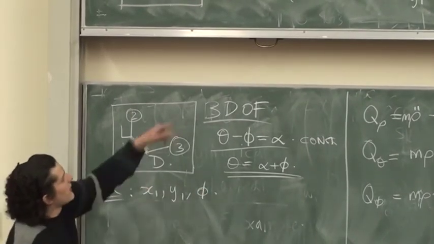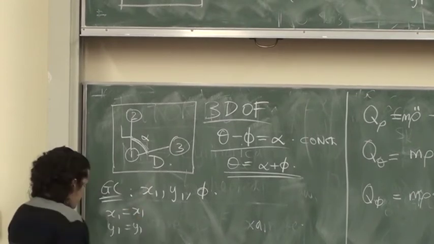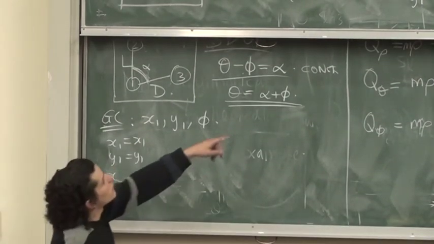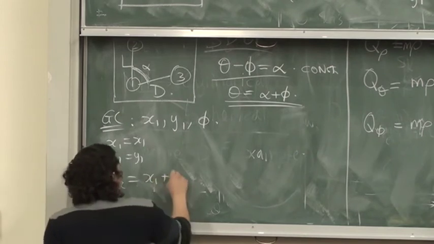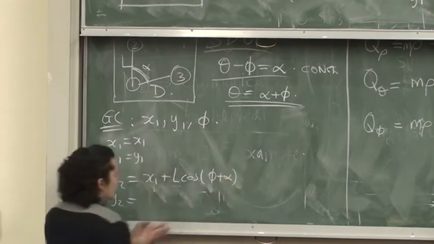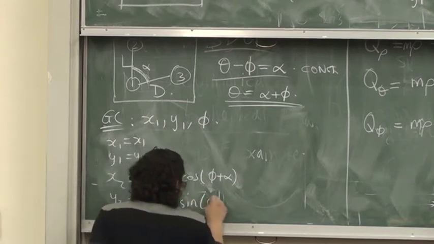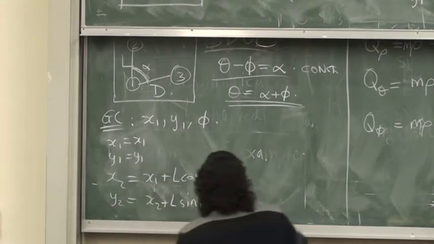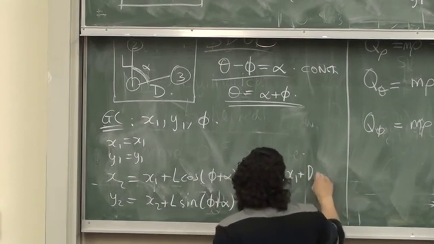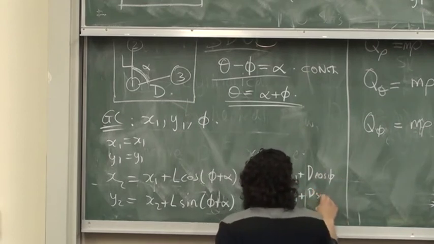And then I can write my transformation equations. x1 is x1, y1 is y1, x2 and y2 were in terms of theta, so that will be x1 plus L cos of, there's no more theta, phi plus alpha. Alpha is a constant, it's not a coordinate. And y2 is y1 plus L sin of phi plus alpha. And then of course x3 is x1 plus d cos phi and y3 is y1 plus d sin phi.